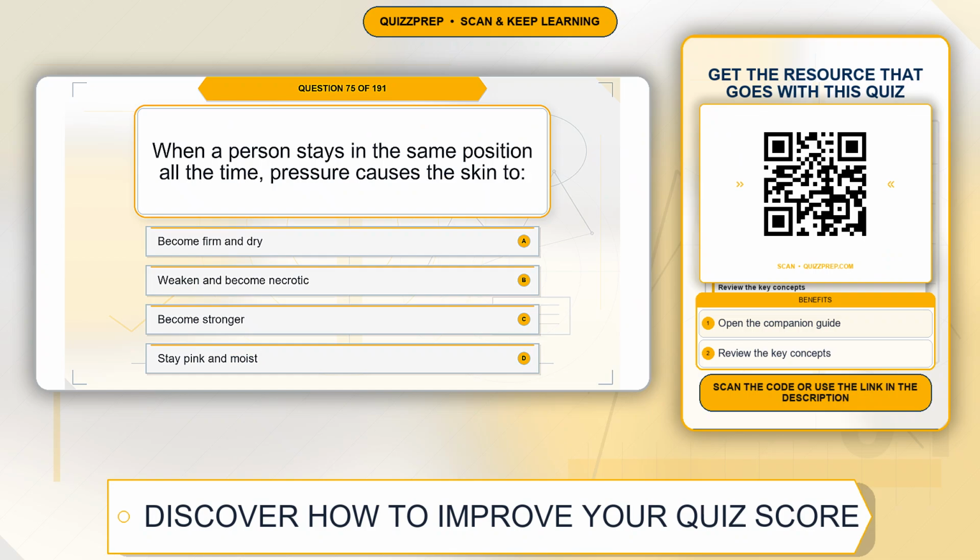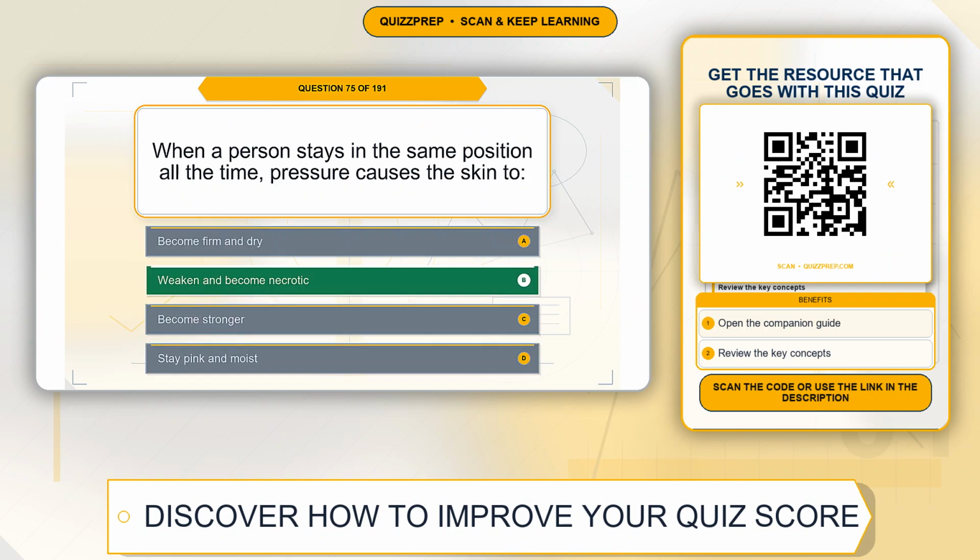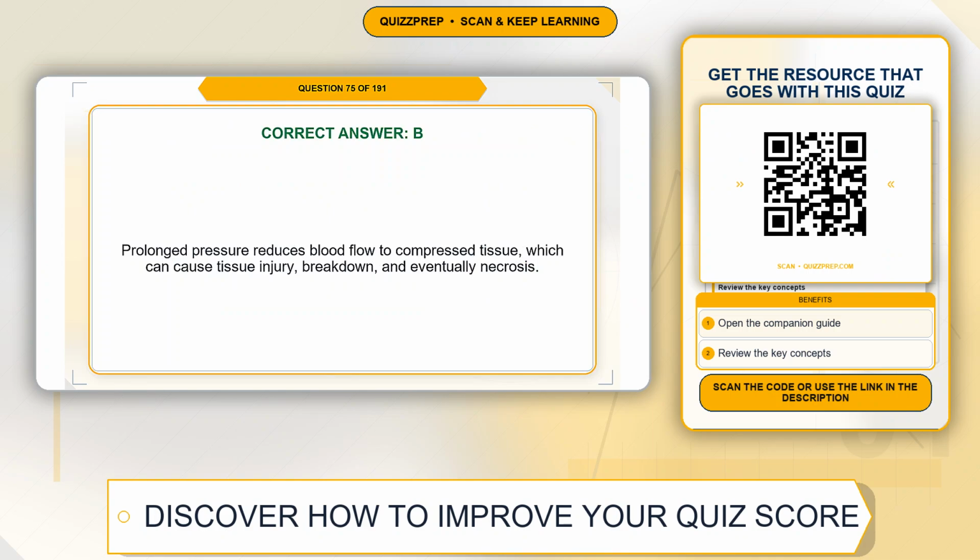Question 75. When a person stays in the same position all the time, pressure causes the skin to: Option A, become firm and dry. Option B, weaken and become necrotic. Option C, become stronger. Option D, stay pink and moist. The correct answer is option B, weaken and become necrotic. Explanation. Prolonged pressure reduces blood flow to compressed tissue, which can cause tissue injury, breakdown, and eventually necrosis.